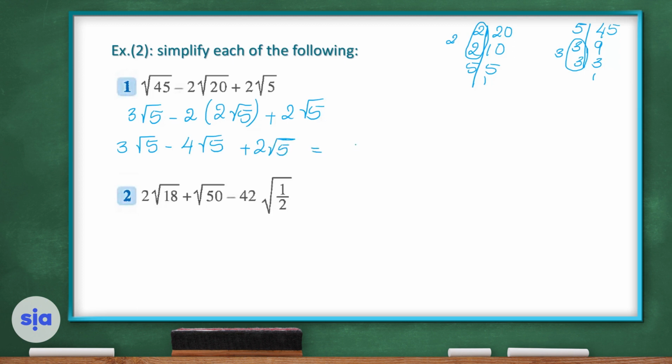You can easily combine them now. 3 minus 4 plus 2, all having a square root of 5, which is 1 root 5 that can be written as square root of 5. Question 2.